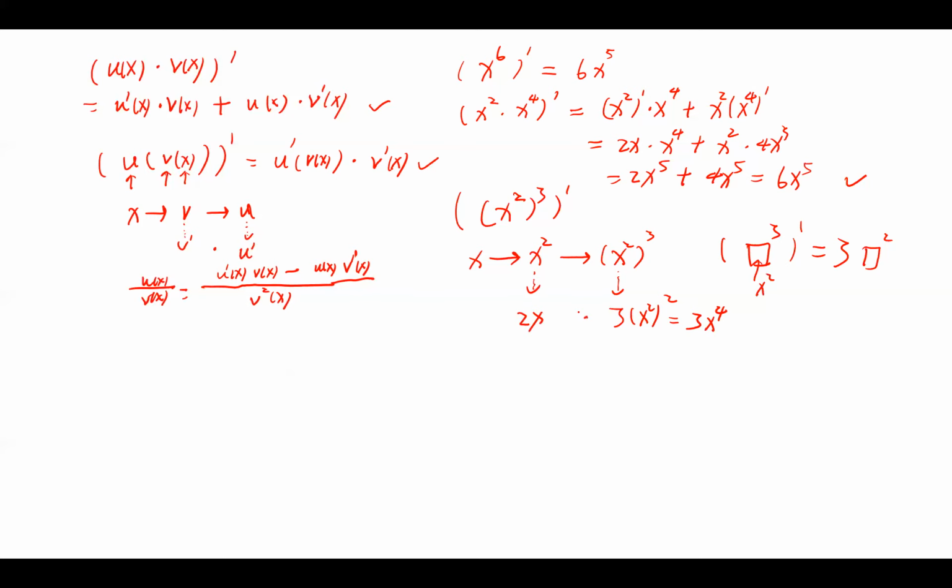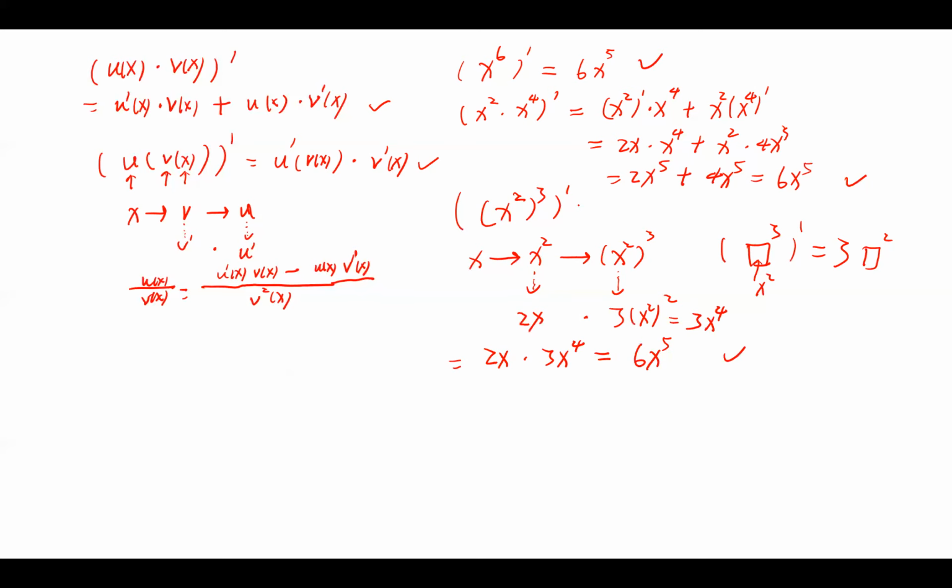Now I just have 2 terms. So it's going to be 2x multiplied by 3x to the power of 4, which gives me 6x to the power of 5. Which is the same answer. So any answer we get should be the same as earlier, right? The first one. Okay. So that's the chain rule.